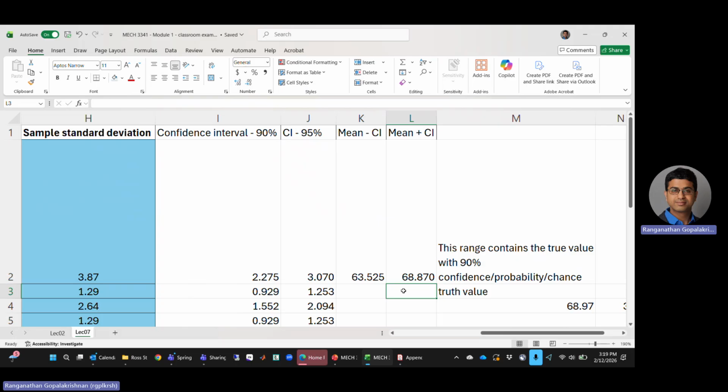Okay. So we have 63.525 and 68.870. I told you the true value will lie within this range with 90% chance. You can also interpret that as 90% of the values will lie within this range. So we have the data. We have data on 37 height values, and we can check whether 90% of the data is contained within this range.